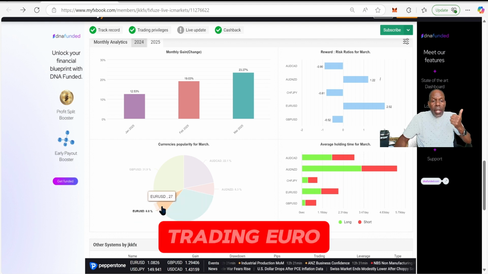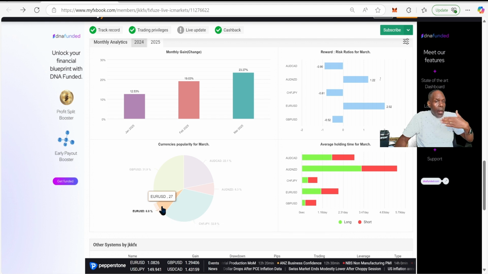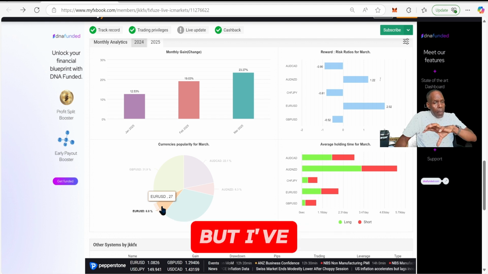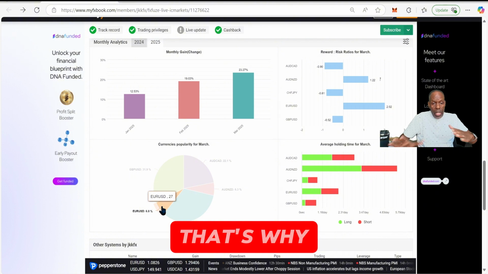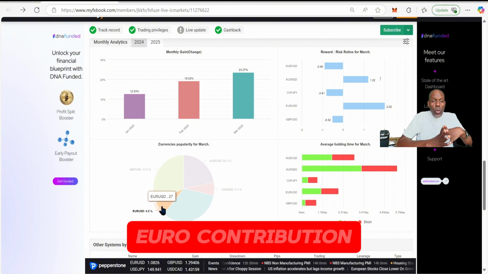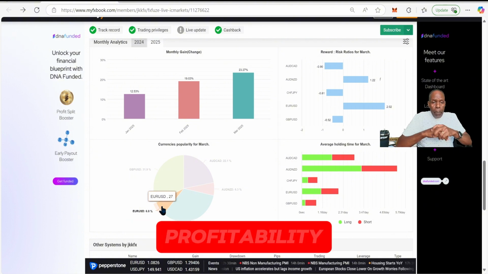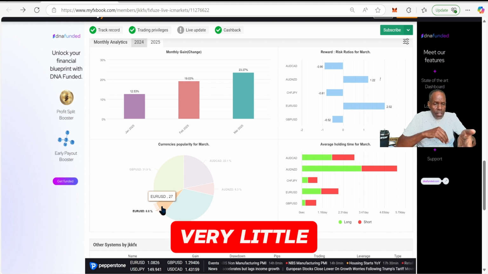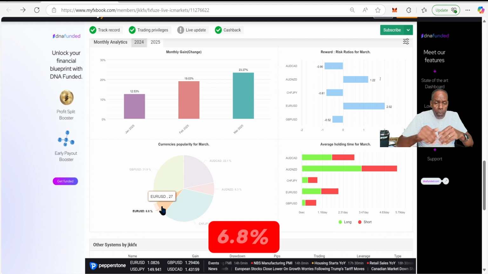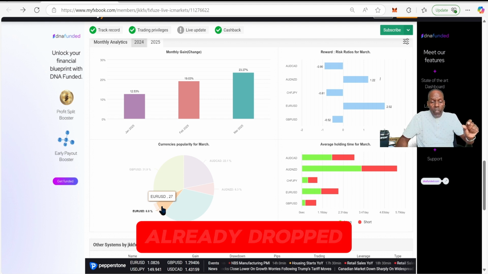I was trading euro at the beginning and in the previous months, but I've since actually dropped euro. That's why you can see the percentage of euro contribution to the profitability here is very little. It's actually at 6.8%. And the reason is because I've already dropped the euro.